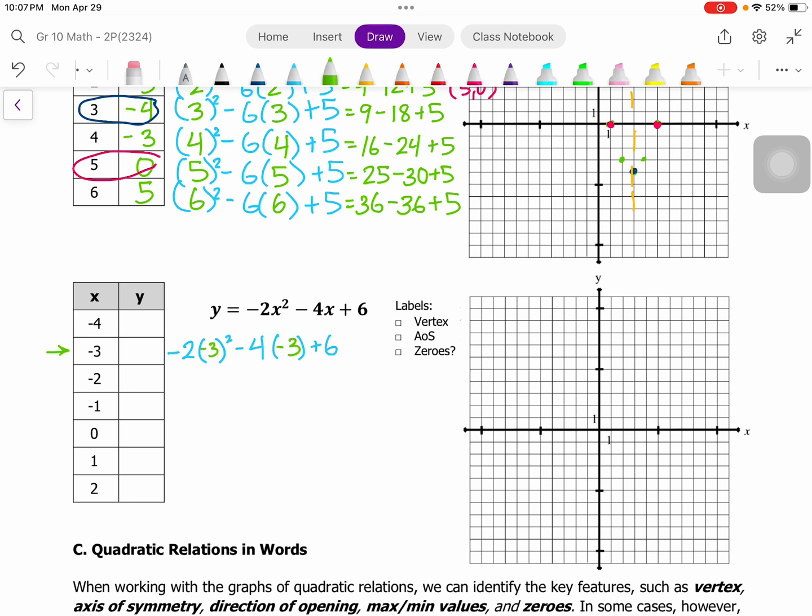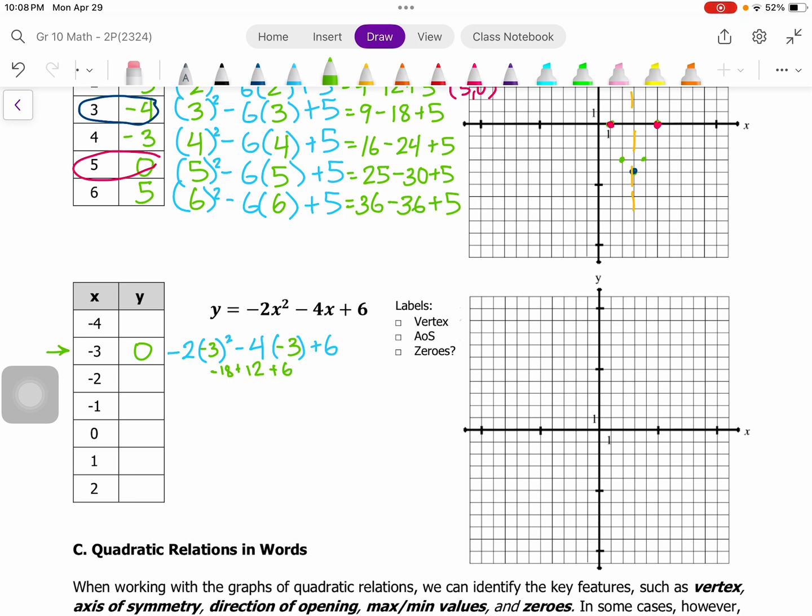So -3, we would square that first. That's 9. -3 times -3 is 9. And 9 times -2 is -18. And then I'm subtracting 4 times -3, which is -12. So I'm subtracting -12. That means I'm really adding 12. And then I have +6. So 12 plus 6 is 18. -18 plus 18 is 0. So there's a point there.